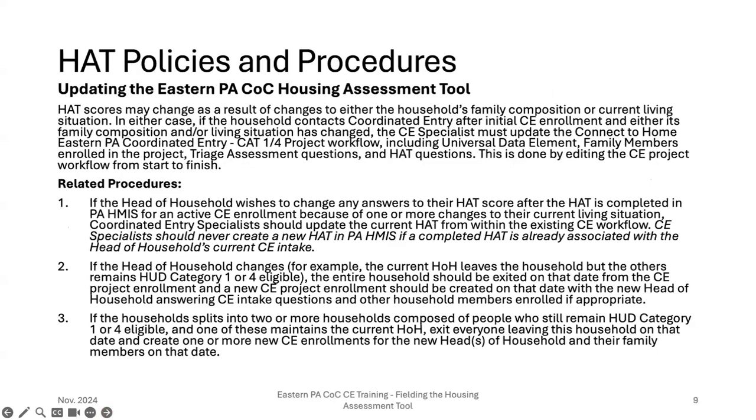So what happens when a household has an active Coordinated Entry intake in a Cat 1 or 4 project and has a HAT score and is now contacting Coordinated Entry again, because either their family composition has changed, meaning a family member needs to be added or removed from their household, specifically their project enrollment, and/or their living situation has changed, which might impact their HAT answers? What needs to happen in terms of procedures in this situation is the following.